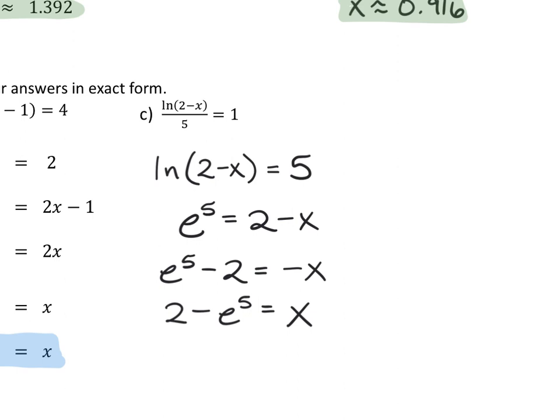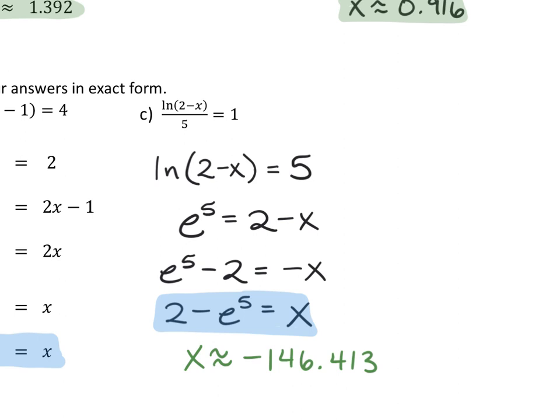This right here is your exact answer, because at this point I'd have to have a calculator to be able to calculate the decimal approximation, because e to the 5th power is not something you can do in your head. But if we were to do the decimal approximation for this, you would get approximately negative 146.413. That feels weird. Hold on. Just kidding. That's right. It's negative. That's why it's so big.